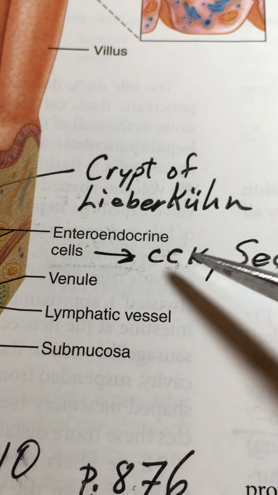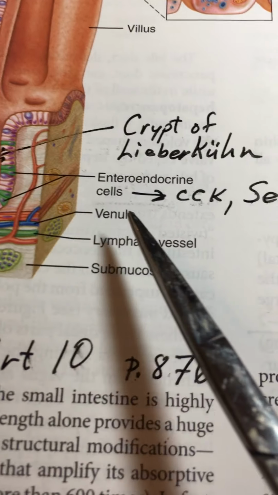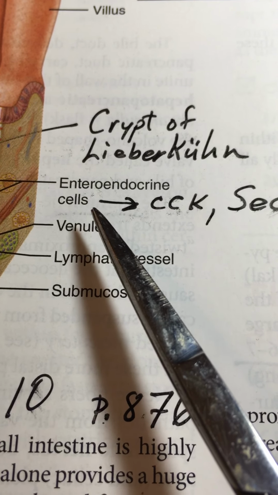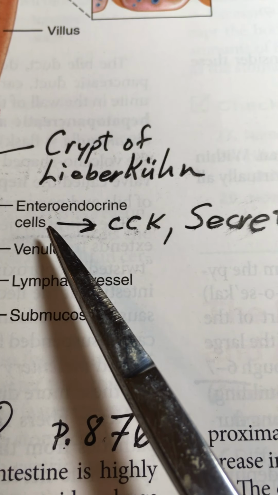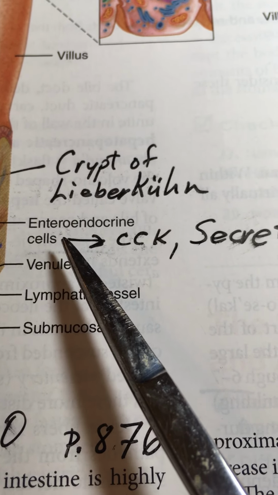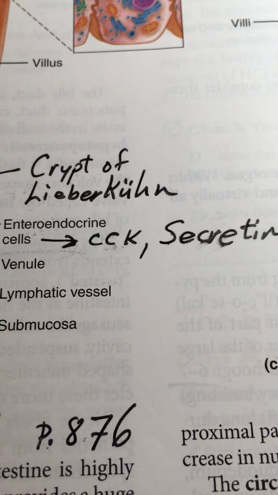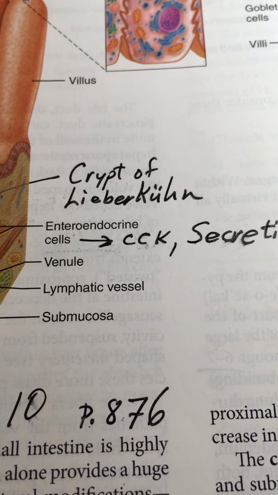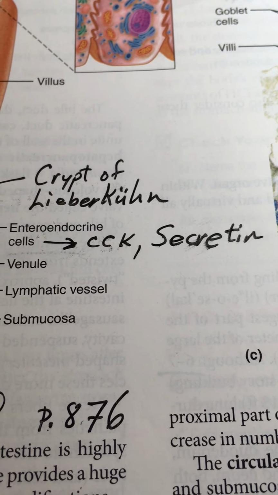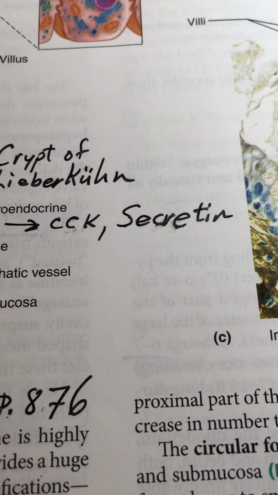Lieberkühn. Note the umlaut. So there's also these little cells here that are referred to as enteroendocrine cells, which means the endocrine cells of the enteric system or the digestive system. CCK and secretin are being released here. So these will become important items when we look at the pancreas, because they actually cause the pancreas to become functional.